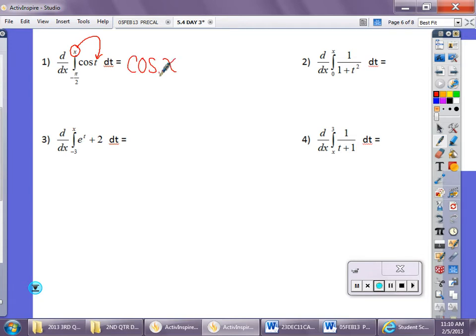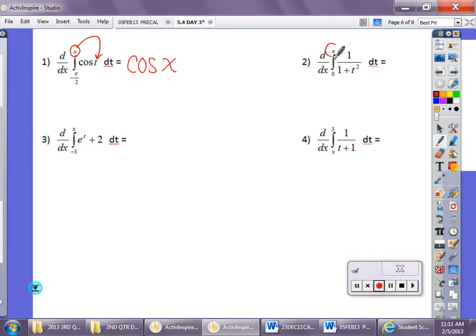Off topic, what's the antiderivative of cosine? Sine. Okay. Number 2, 1 over 1 plus t squared. What's the antiderivative of that? Because it is an antiderivative. Inverse tangent. Inverse tangent's derivative is 1 over 1 plus u squared times the derivative of u. But in this case, it's just t, so you don't need it. All right. Has nothing to do with the problem. Just wanted to check that you remember your derivatives.